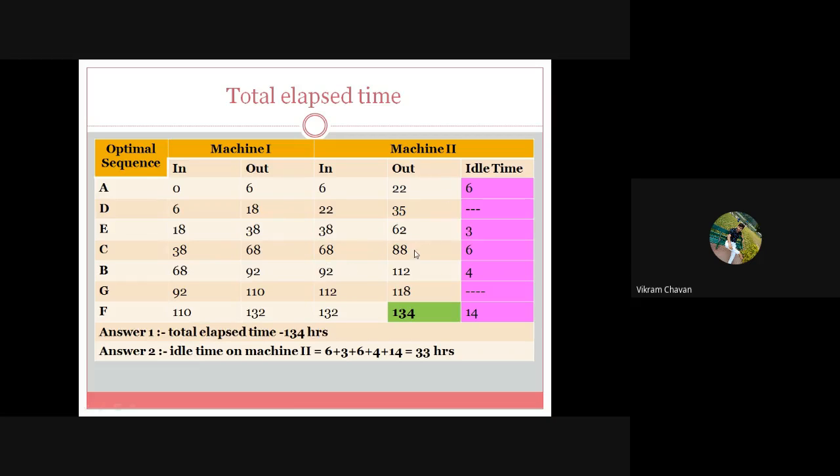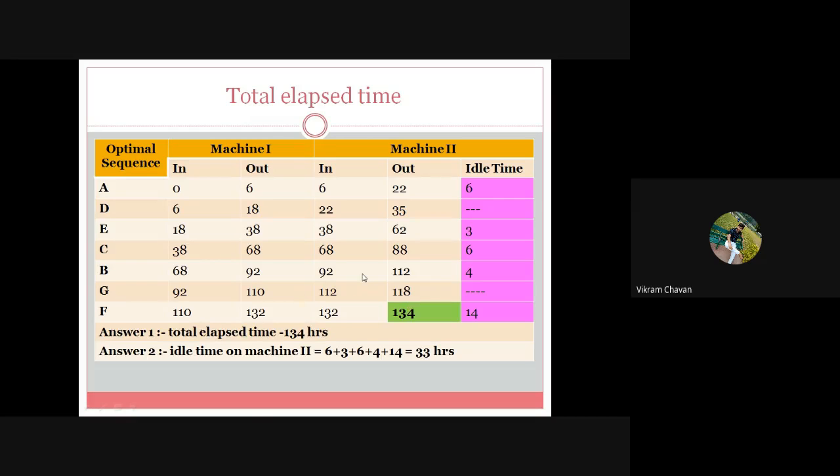So its processing time is 20 hours, and it will come up after 88 hours. Okay, but at 88 hour, the next job will not be received by machine 2. So machine 2 will be in the idle condition for some time period. So B job will be received at 92 hour. So after 92 hour, the machining on B job will be started on machine number 2.